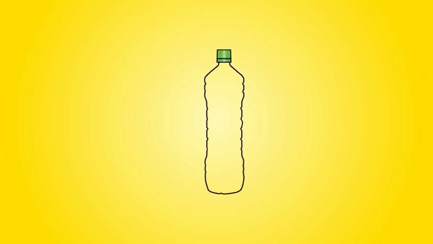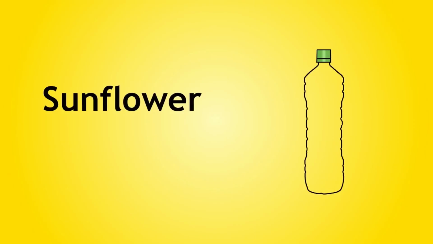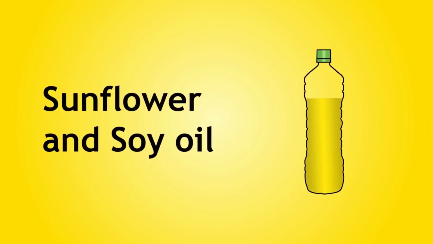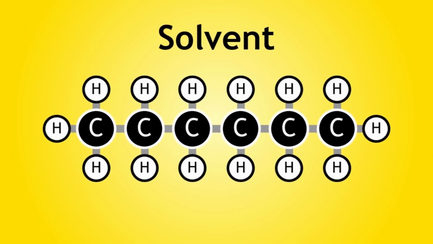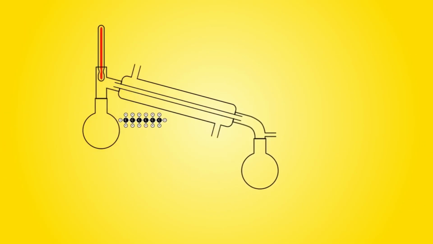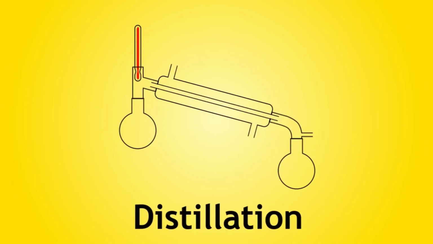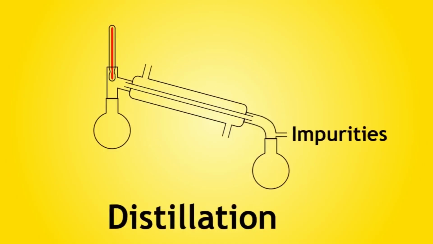Some plant oils, such as sunflower oil and soy oil, are obtained by distillation. These oils are first dissolved in a solvent, and the solvent is removed via distillation. Most impurities are also removed during this process. This method is used for oils that are more difficult to extract from their respective plants.